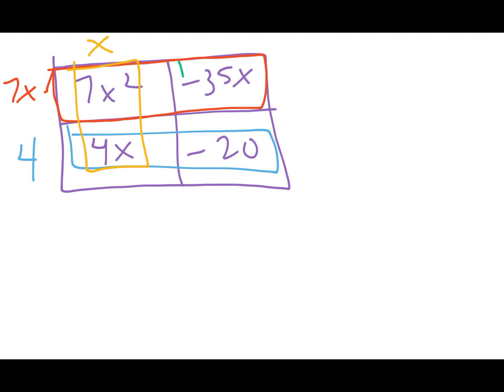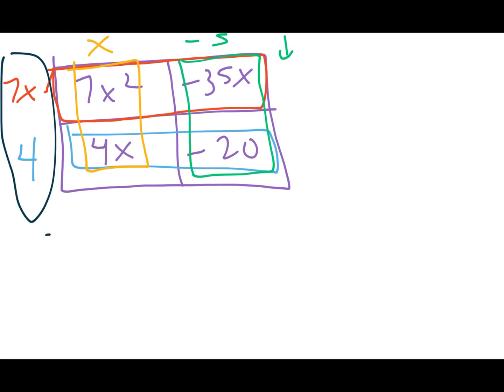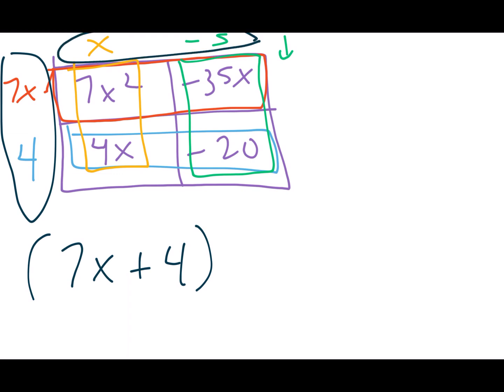And then the last one, when I'm looking at it going down, the first term is negative, which means I'm going to factor out a negative. The biggest number that goes into 35 and 20 is 5. And since that first term is negative, I'm going to make it minus 5. Okay, so here's where I come up with my actual answers now. My first one is 7x plus 4, and the second one is going to be x minus 5.